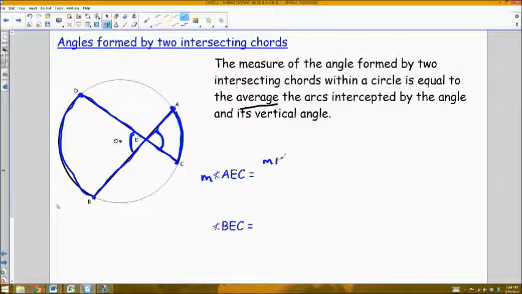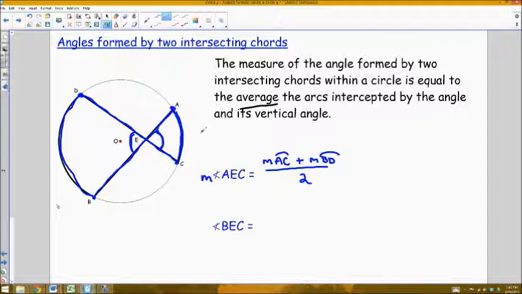So I'm going to say the measure of arc AC plus the other one, BD, the measure of arc BD, over 2. This angle is the average of those two arcs.